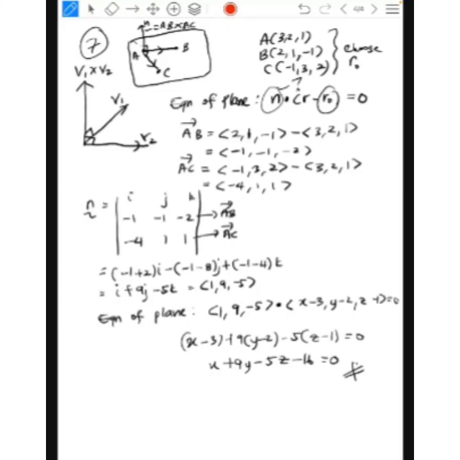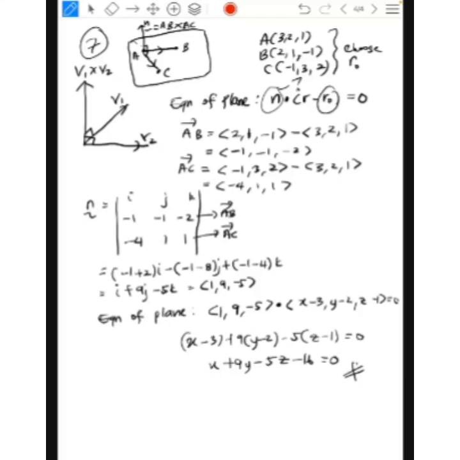So you may ask the question, can we choose point B and C? Yes, you can, you may. Okay, and the answer will be the same. For equation of plane, okay, the answer is unique. Unique ni maksudnya yang satu itu je jawapan dia.